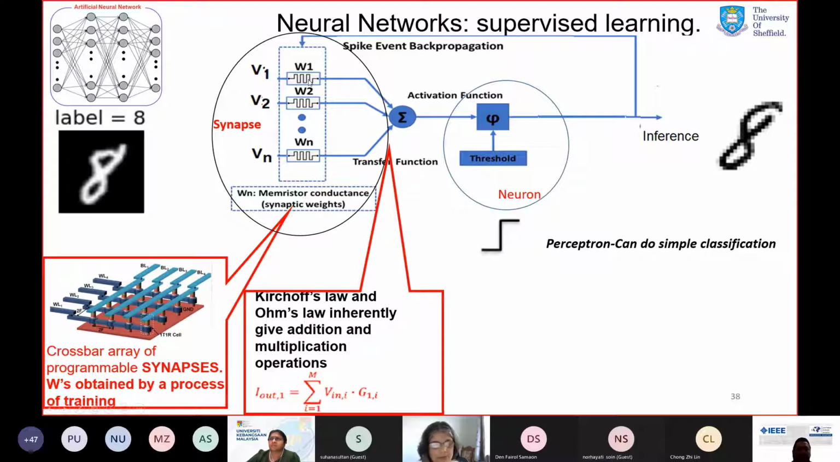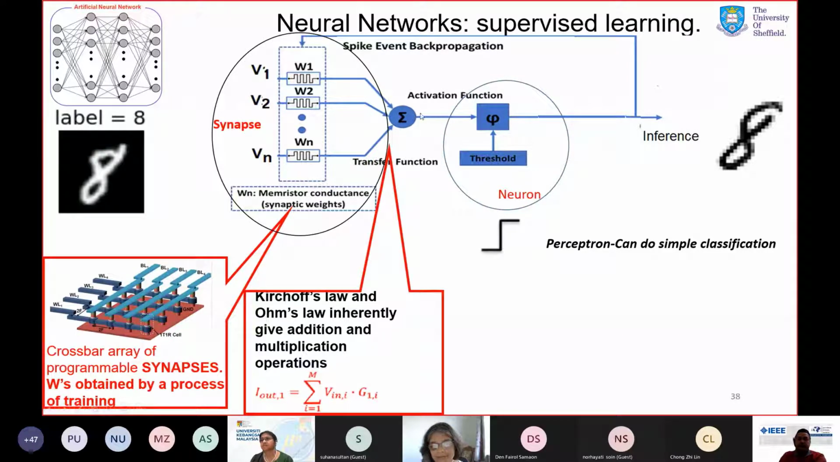This application of the voltage controls the current because V equals IR. All of the currents from these memristors are then summed up, and this gives us this total current, which by Kirchhoff's laws and Ohm's law means that we are getting the addition and multiplication operations automatically when you connect them in an artificial neural network.